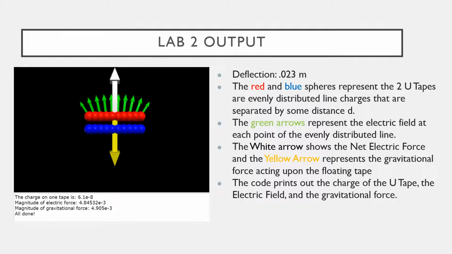This is the output of lab 2. The deflection is 0.023 meters. The red and blue spheres represent the two tapes that are evenly distributed line charges that are separated by some distance d. The green arrows represent the electric field at each point that are evenly distributed across the line. The white arrow shows the net electric force, and the yellow arrow represents the gravitational force acting upon the floating tape. The code prints out the charge of the tape, the electric field, and the gravitational force.